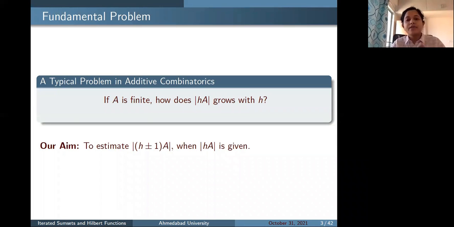Now, in additive combinatorics, it is a very important question to understand the cardinality of hA as we grow h. As I said, my main aim is to study that. Suppose I already know the cardinality of hA. I want to estimate the cardinality of (h plus 1)A or (h minus 1)A.